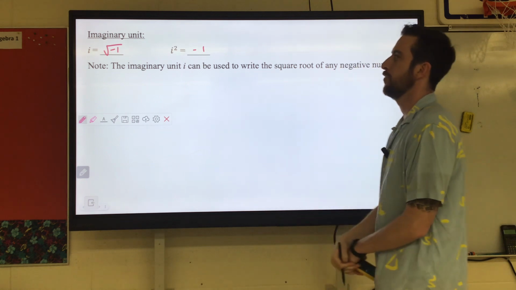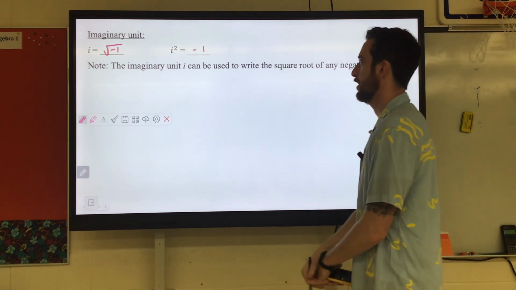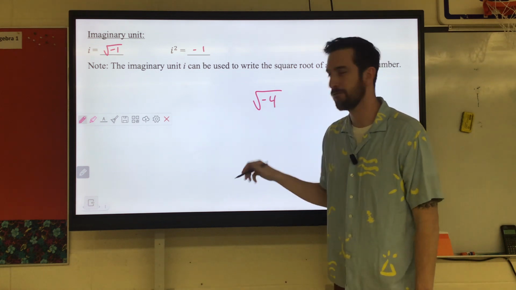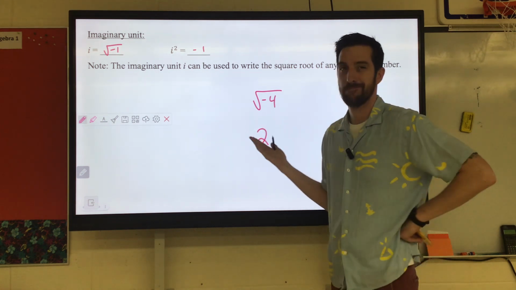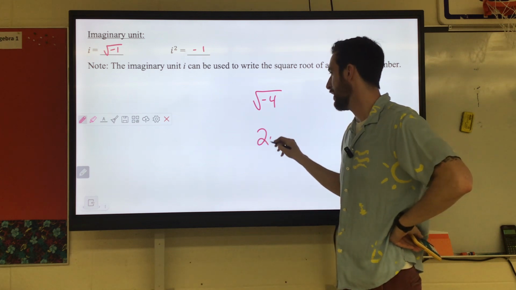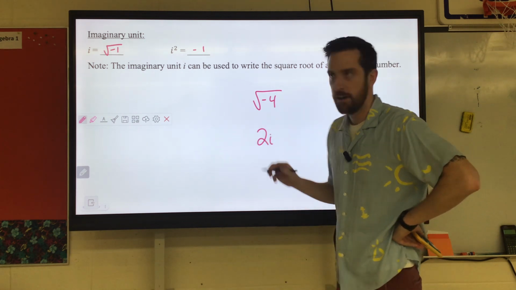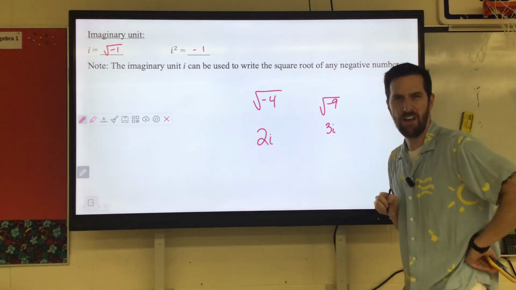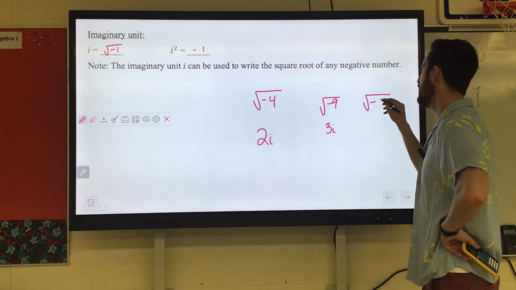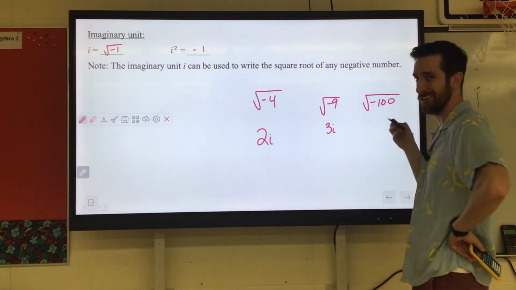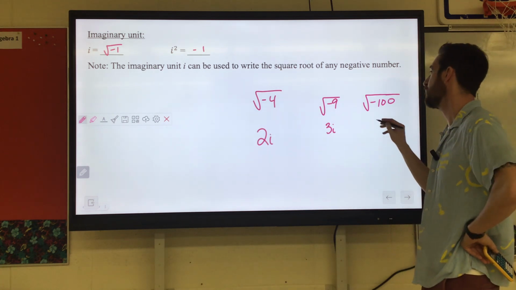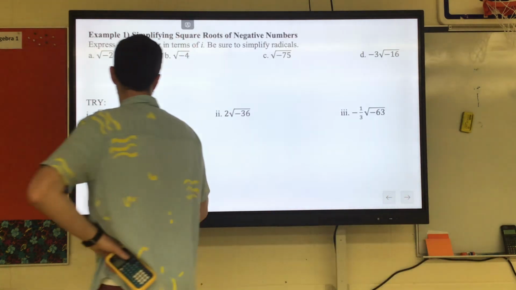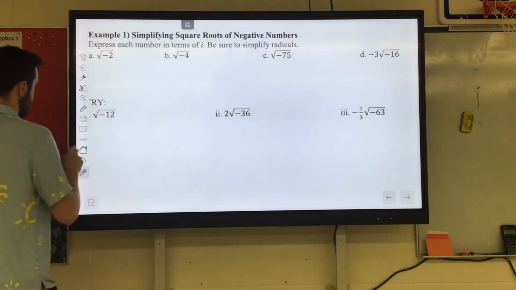But today, when we're square rooting negatives, like when we're square rooting negative 4, the square root of regular 4 is 2. If we're square rooting negative, we're just going to make it 2i. Square root of negative 9 would be 3i. Square root of negative 100, square root of regular 100 is 10, so square root of negative 100 we're going to say is 10i.